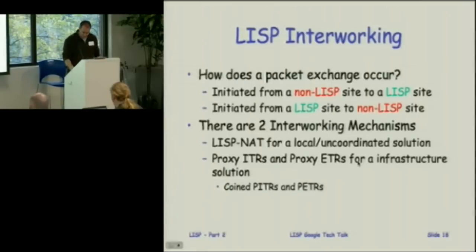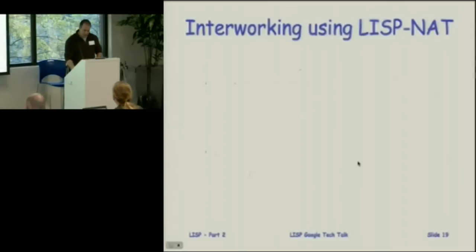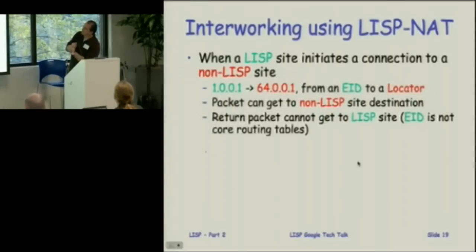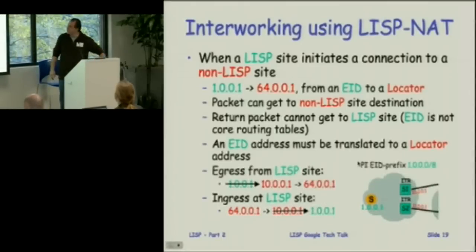I'll call them Proxy ITRs and ETRs, which you can imagine what they do. So interworking with NAT, basically when a LISP site initiates a connection to a non-LISP site, it's a 1.0.0.1 EID going to a 64.0.0.1. Well, that packet obviously can get to the destination because 64 is in the underlying routing. So that just works. The packet gets there, no problem. Now the return packet cannot get there because 1.0.0.1 is not in the underlying routing. The EID is not in the routing tables, right? So what could we do?